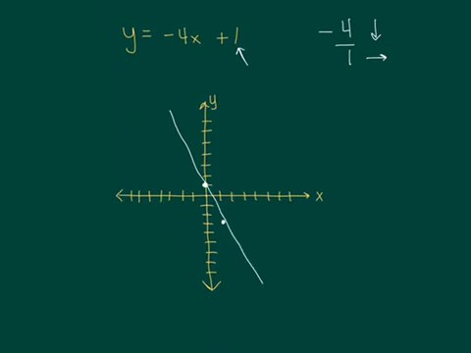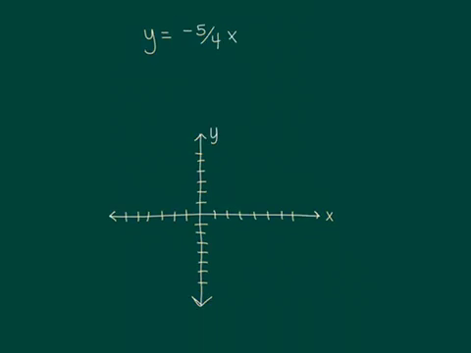Oops, that's a little crooked, but you get the idea. And there is my line. And again, we had a negative slope, so my line is decreasing, going down as we move from left to right. Okay, last example.